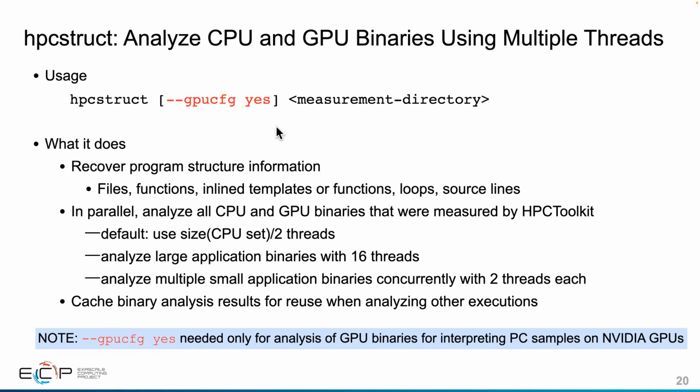So this one option that I mentioned, this GPU CFG, yes, this is needed only for analysis of GPU binaries for interpreting PC samples on NVIDIA GPUs. On Intel GPUs and AMD GPUs, we don't expect to need a special option. We'll just leave the binary analysis of the GPU binaries on all the time. The reason why we need this for NVIDIA is that it can be inordinately expensive, because NVIDIA did not provide us with a proper API.